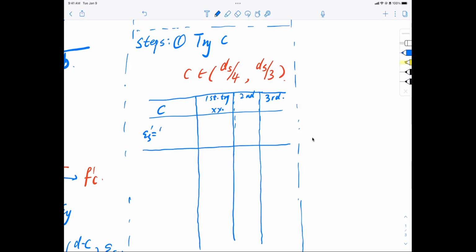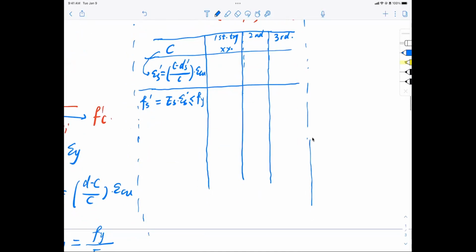Epsilon S prime equal to C minus ds prime divided by C times epsilon CU. That is, you give a C, you plug in the numbers here, and you get this strain in the compressive reinforcement, and the Fs prime, the stress in the compressive reinforcement, is simply equal to ES epsilon S prime, and that has to be smaller than Fy, don't forget. And if it's bigger than that, you cap it, okay? Okay, Bob, what do you mean by cap? Meaning you let it equal to Fy, the maximum value ever, right?